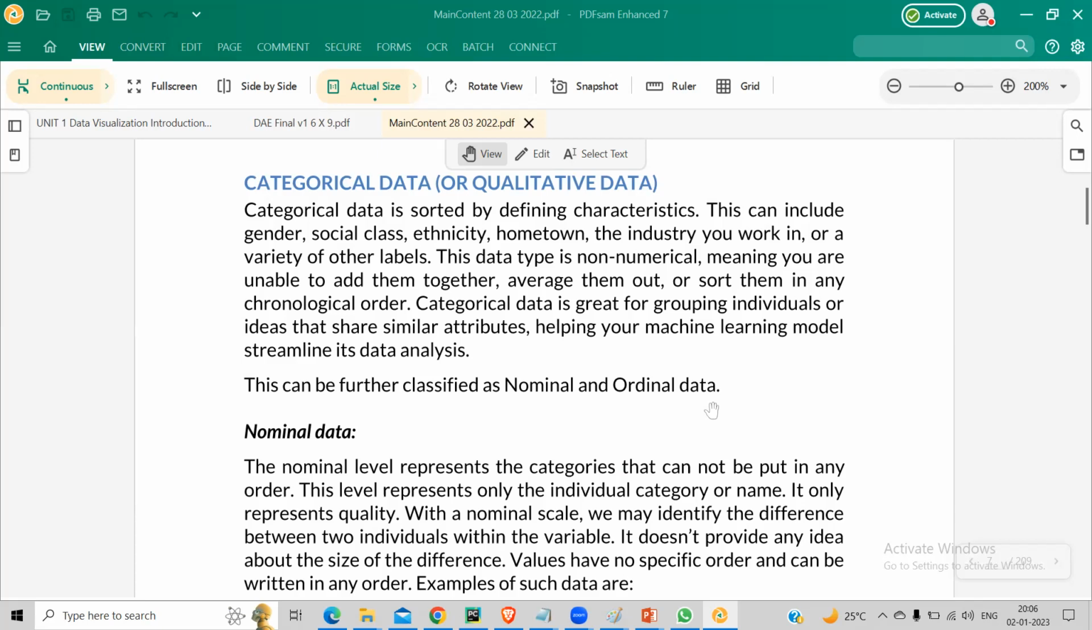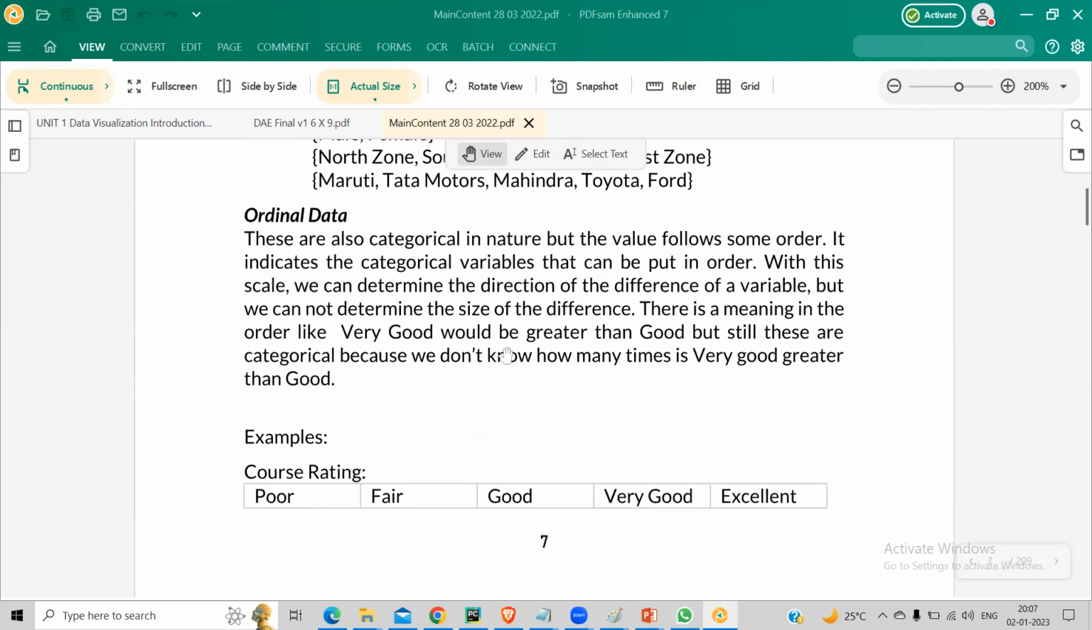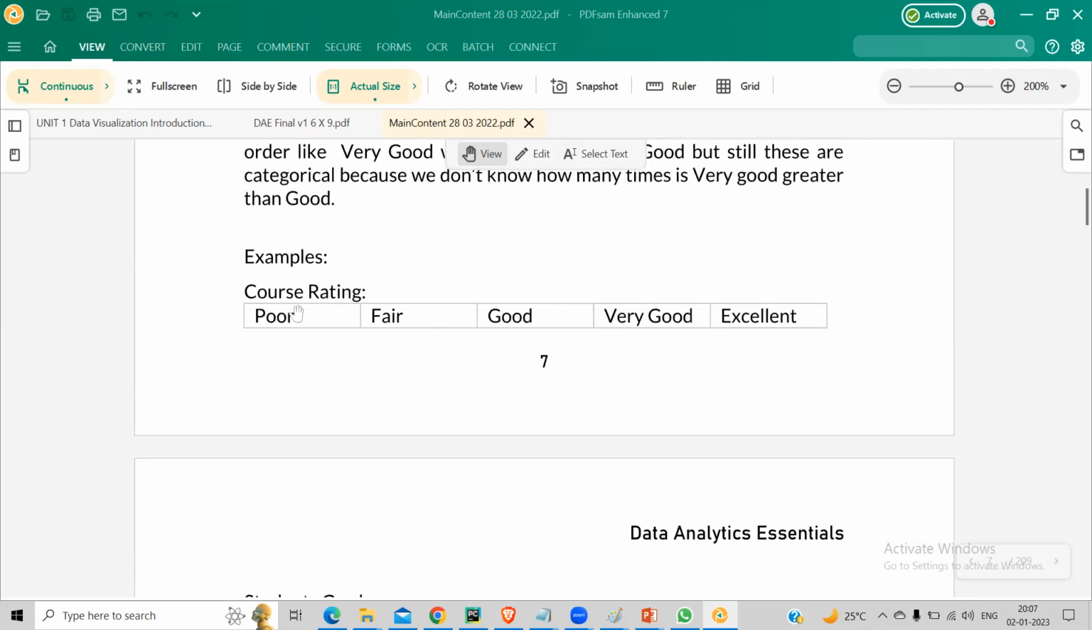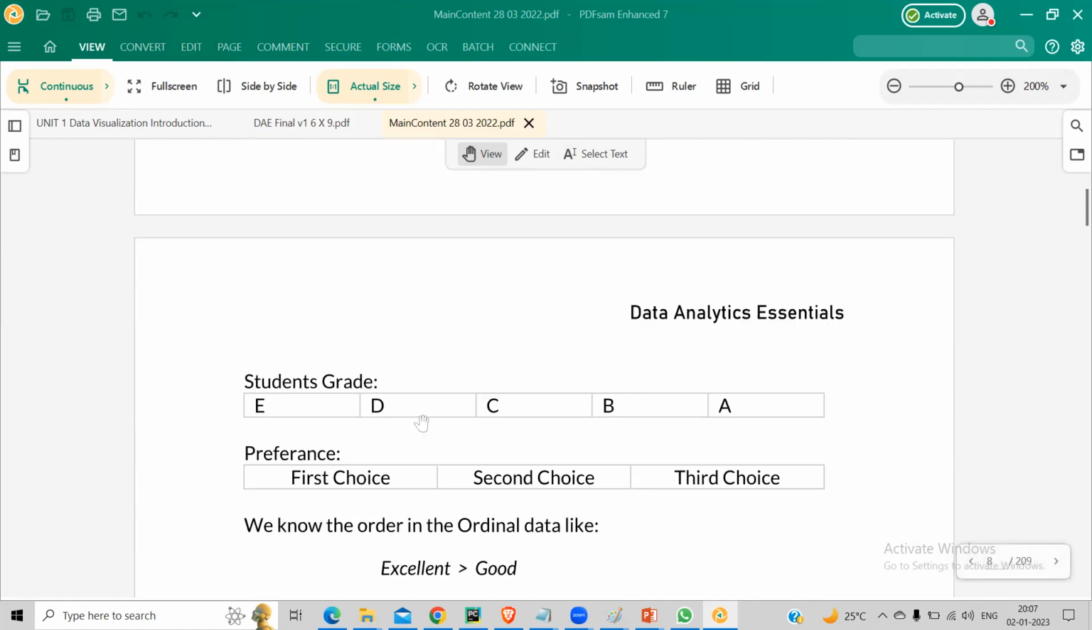Ordinal is where order matters, right? So if you talk about nominal data, you have male, female, north, south, east, west. Okay, cars, Maruti, Tata, Mahindra, Toyota, Ford. These are just the name, right? Groups. Ordinal is where order matters, like for poor, fair, good, very good, excellent. Okay, order matters. I cannot put very good first, poor next, good then, fair. No, it has to be in same order. Grade, E, D, C, B, A, or A, B, C, D. Generally, we write from lower to higher, isn't it?